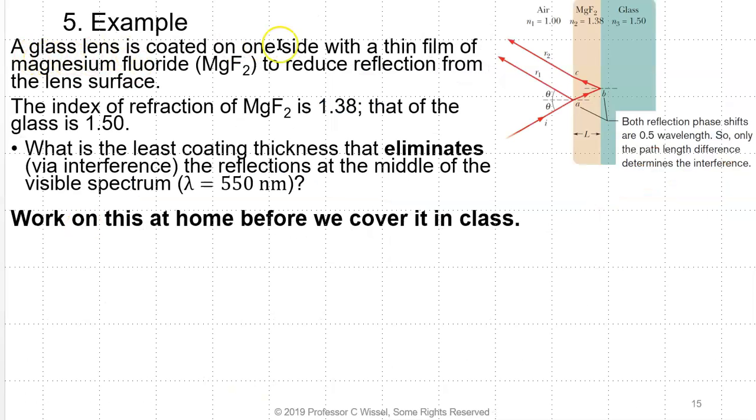A glass lens is coated on one side with a thin film of magnesium fluoride, MgF2, to reduce reflection from the lens surface. The index of refraction of magnesium fluoride is 1.38, and that of the glass is 1.5. What is the least coating thickness that eliminates the reflection from the middle of the spectrum?